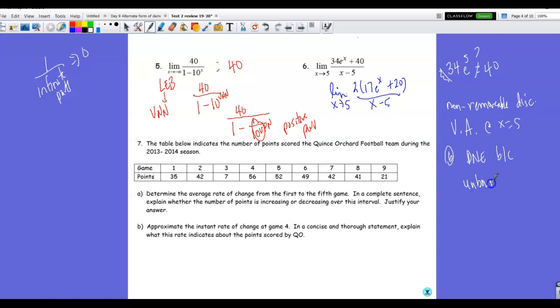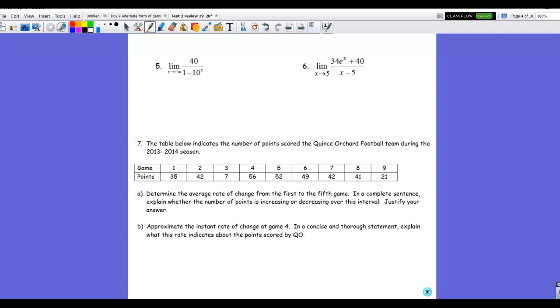But look what I had to do to figure that out. I had to think about the non-removable discontinuity. I had to think about whether I had a derivative. I had to think about what would appear, a vertical asymptote. All right, let's clear the board and let's go back to number 7.